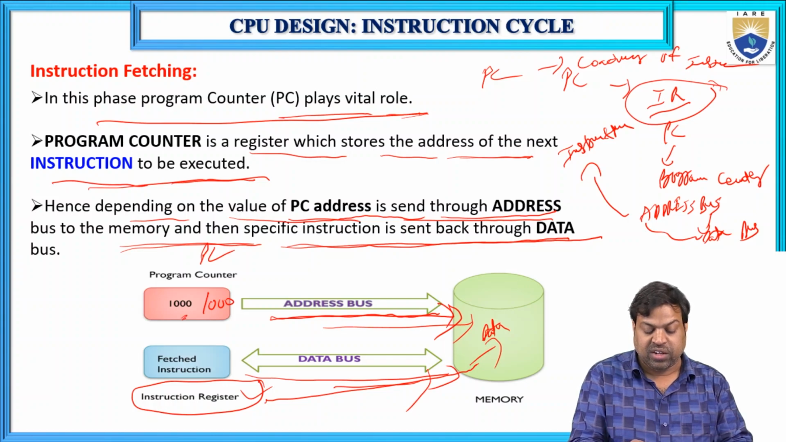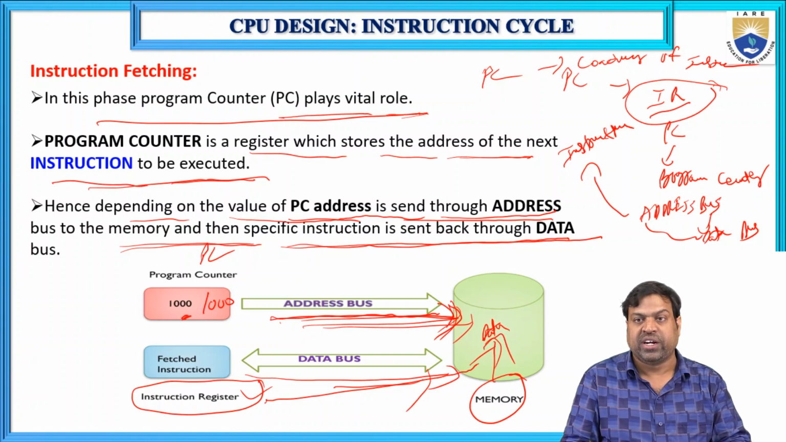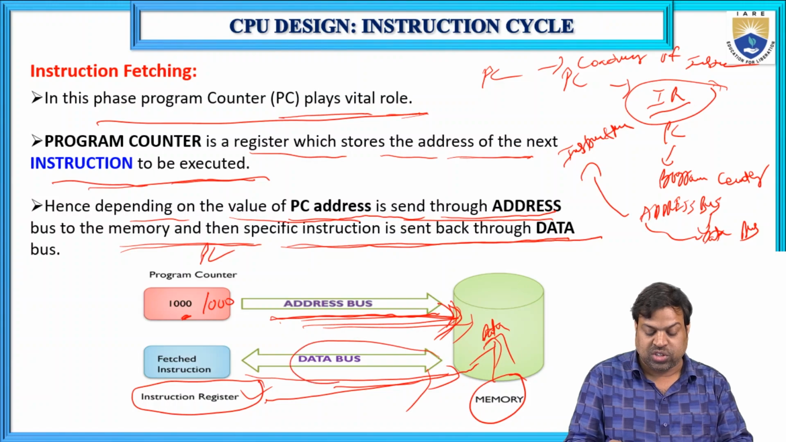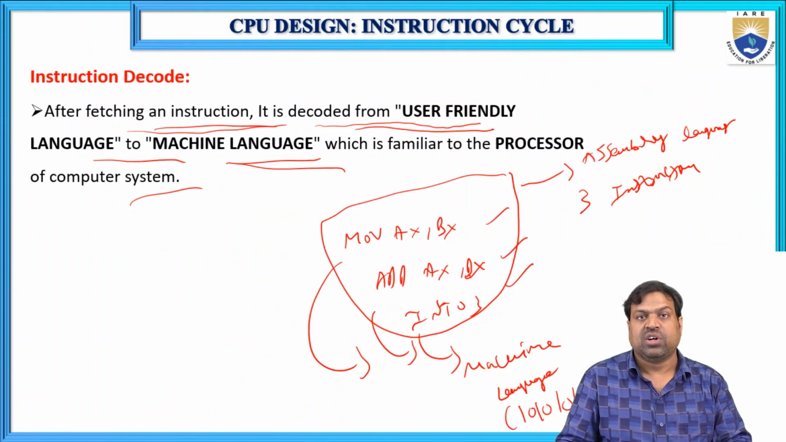Taking the program counter as 1000, it goes to the address bus and searches for data. It goes to the memory and finds out whether the particular data is available in the memory or not. If it is available, it comes through the data bus as the fetched instruction. Then, after fetching the instruction, it goes to execution.